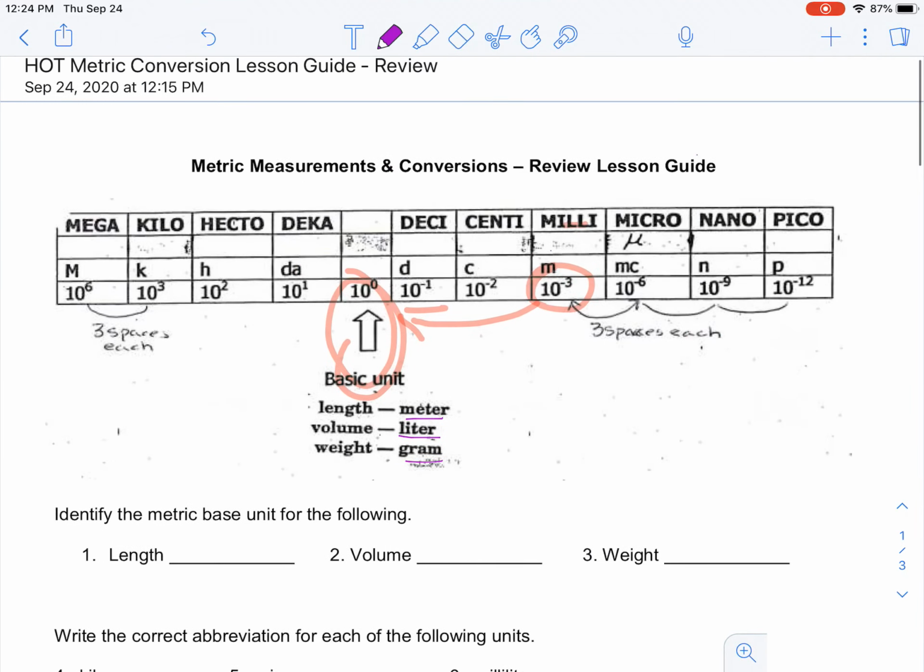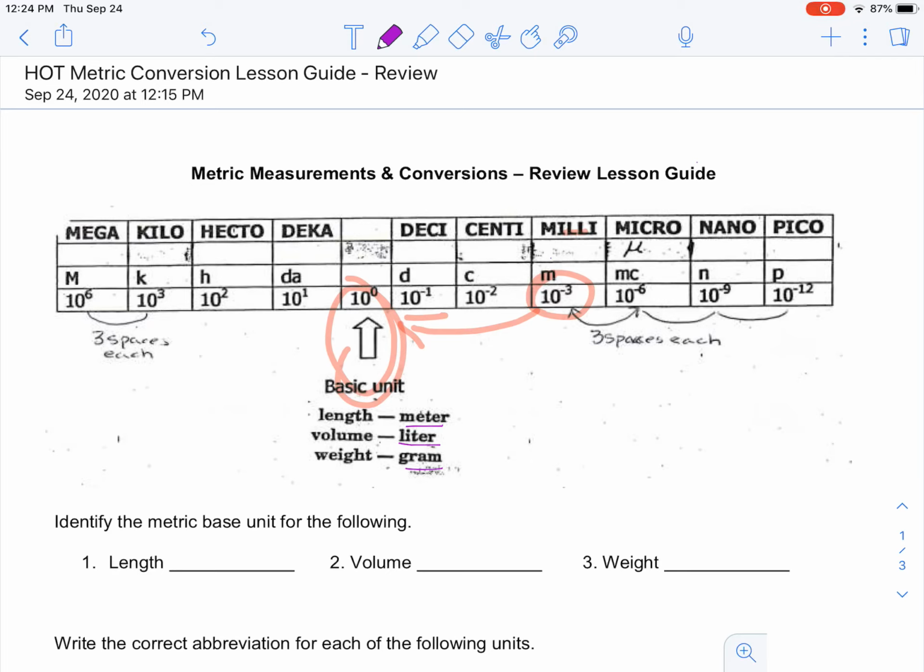Right? So I hope this video helps you remember how to do conversions with the metric system.